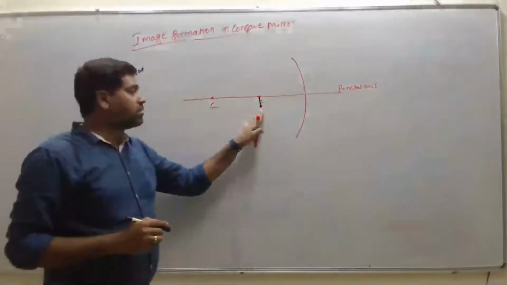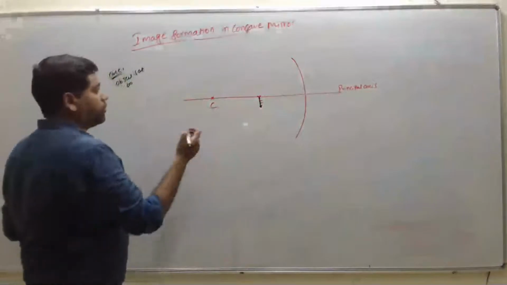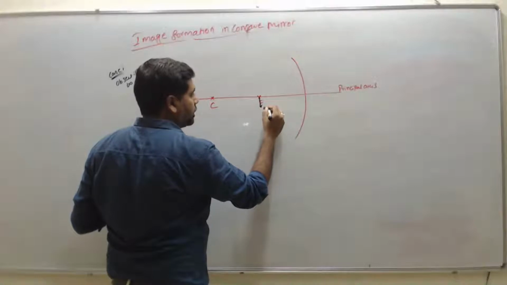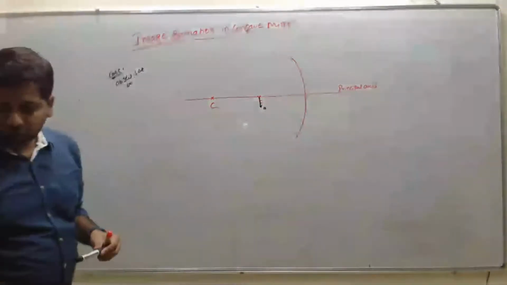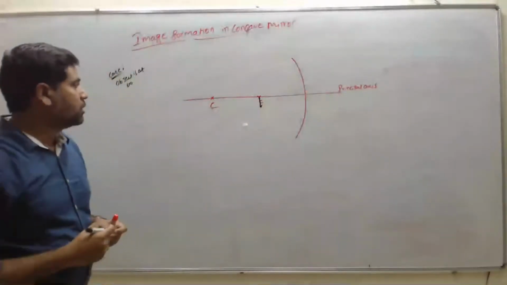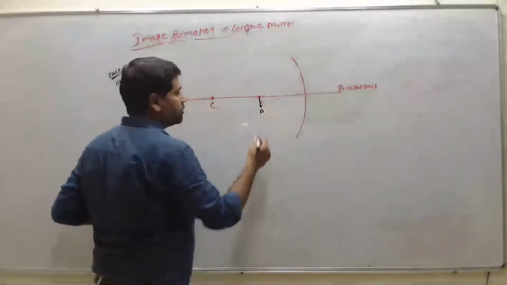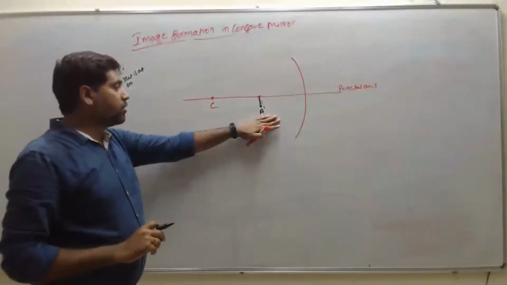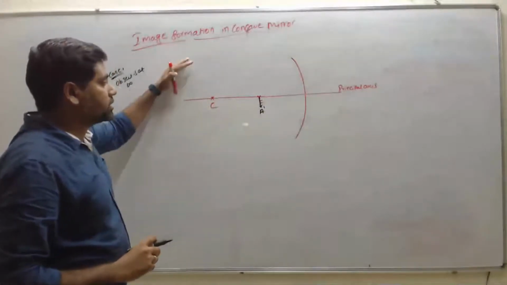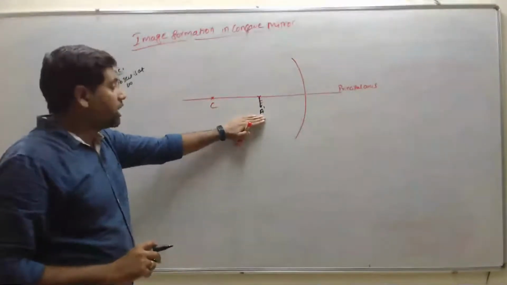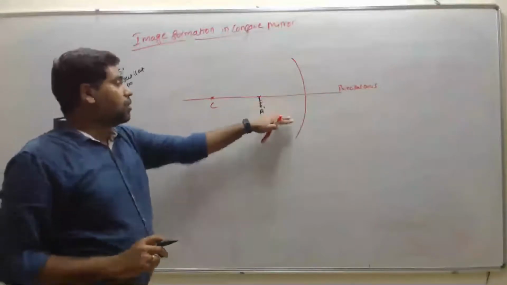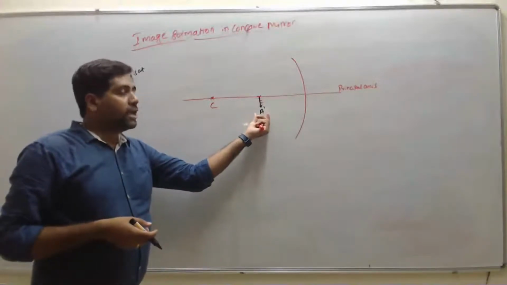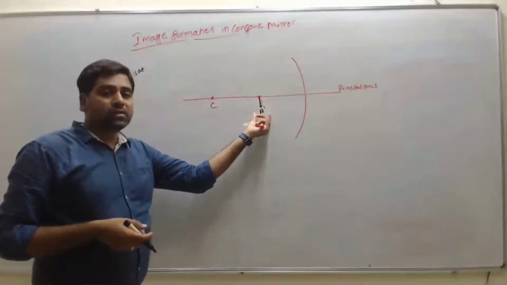So here I am taking the first case as A. A dash is the image of the object which is placed at infinity. If you observe here, the object is above the principal axis, then we get the image inverted. So the image formed by the concave mirror when the object is at infinity is formed at the focus, and it is inverted and small in size, right?